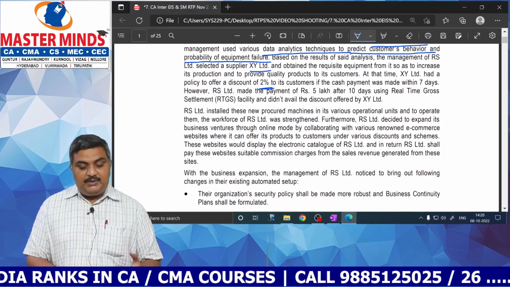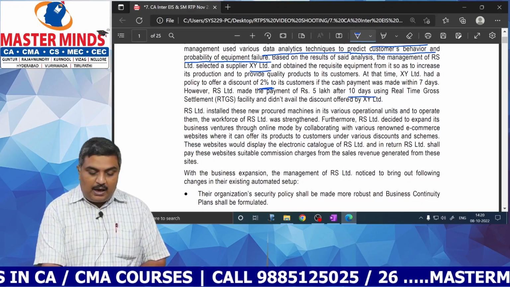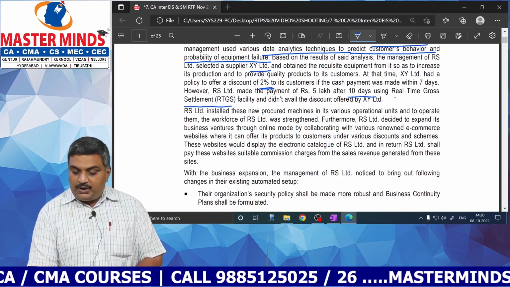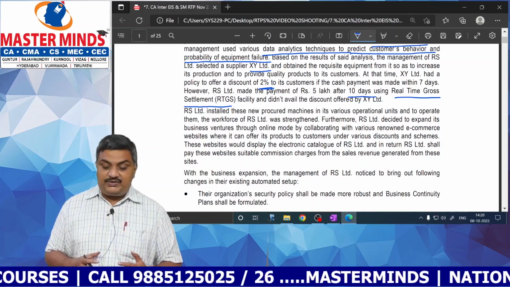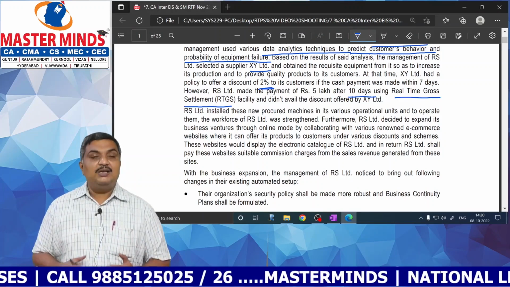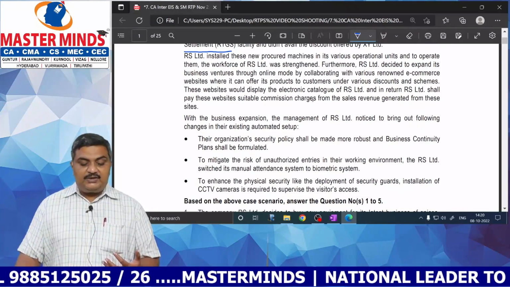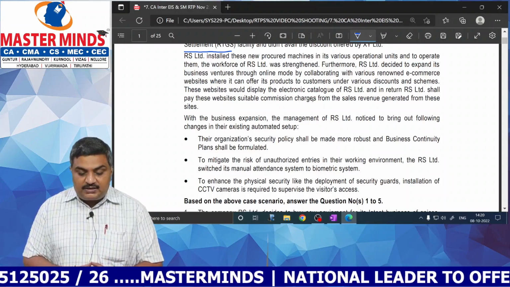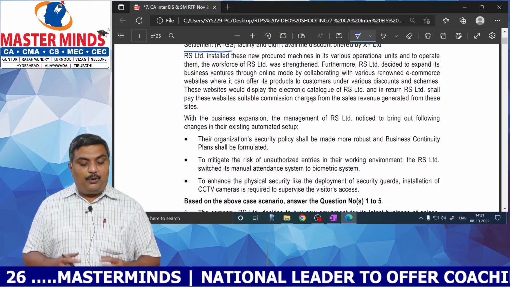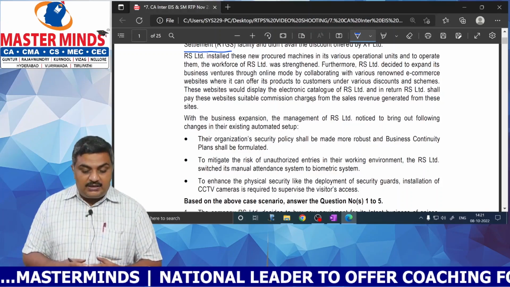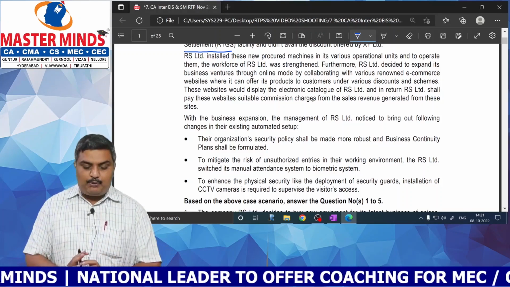However, RS Limited made the payment of 5 lakh after 10 days using RTGS. So, what is the mode of payment they have used? They have used RTGS, that is real-time gross settlement system. And RS Limited installed these newly procured machines in its various operational units, and to operate them, the workforce of RS Limited was strengthened. That means they have recruited new employees.